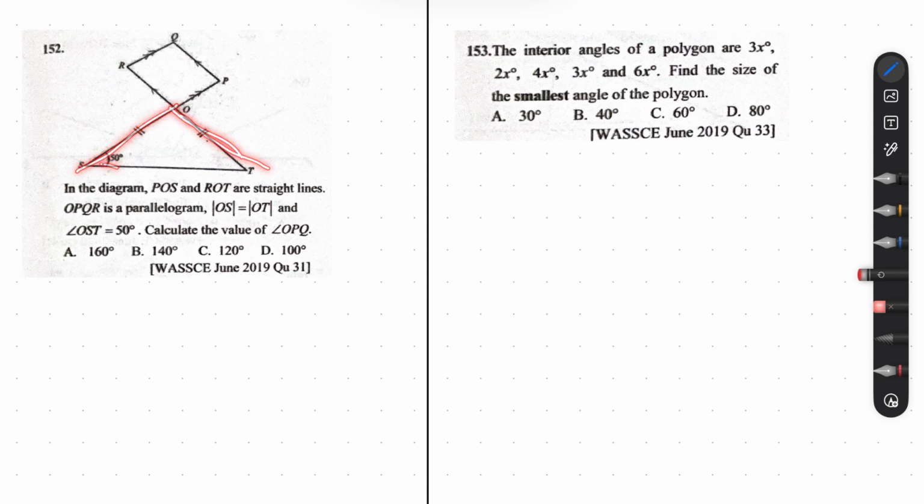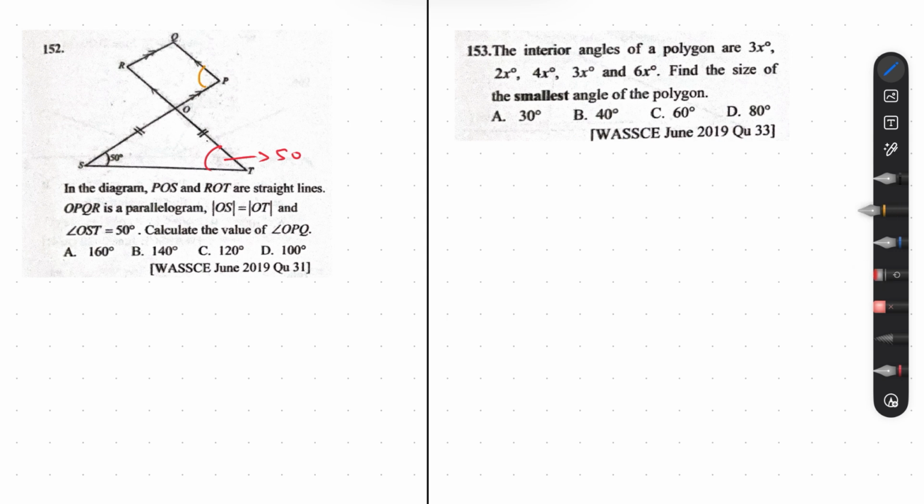The magnitudes are the same. That means they have the same length. If that's the case, that means this is an isosceles triangle. And then these two angles will be the same. So that means this angle right here is also 50. Now, we've been asked to calculate the value of angle OPQ. That is this angle right here. So the angle we are looking for is OPQ right here.